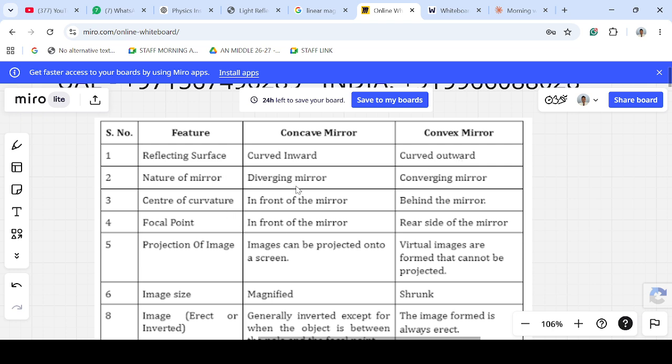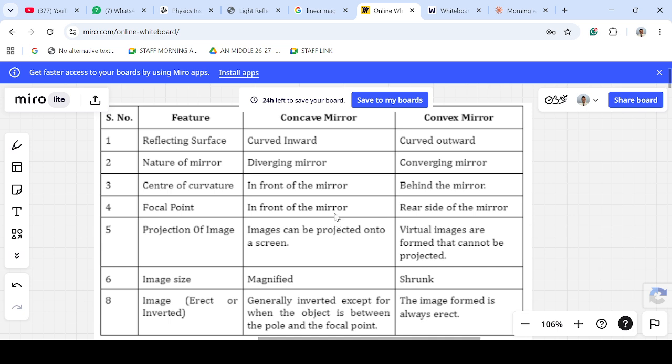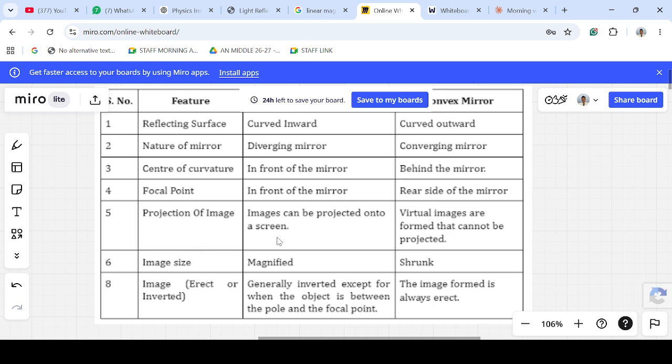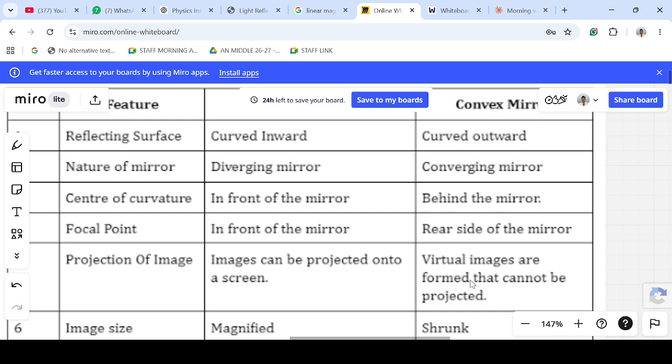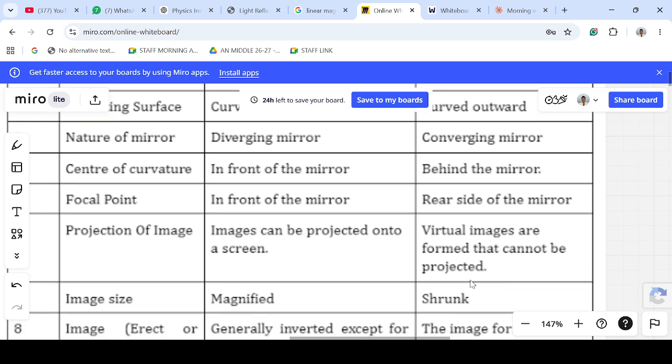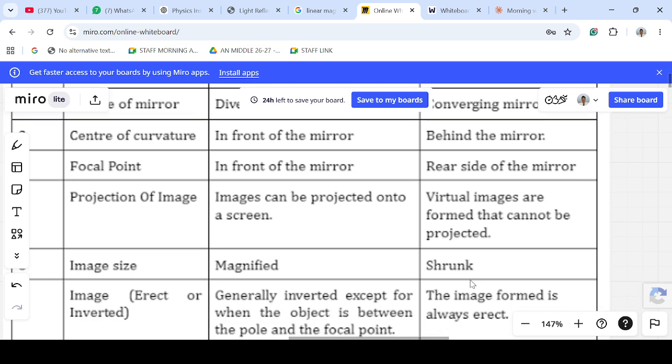Nature of the image. In concave it is converging, in convex it is diverging. The center of curvature of the concave mirror will be in front of the mirror, convex will be behind the mirror. Focal point in concave will be in front, convex will be on the rear side. Images can be projected onto a screen when you are using a concave mirror. When you are using a convex mirror, you get virtual images that cannot be projected. However, the image size in concave will be magnified, and in convex it is shrunk.